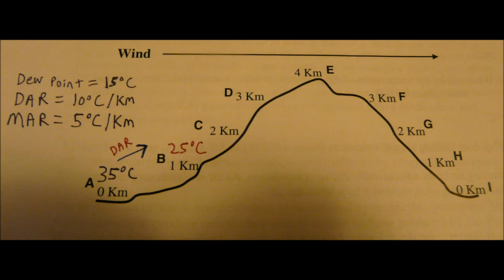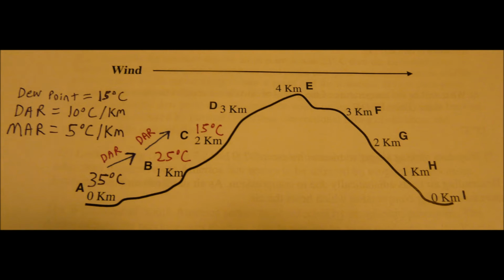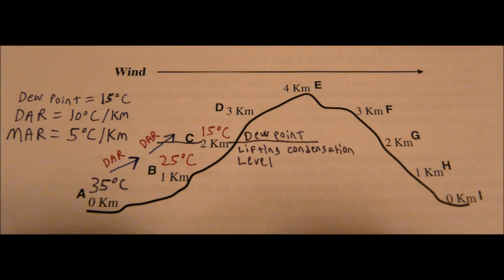Now, as air rises, it cools because of expansion, right? As pressure gets less, air expands, thus cooling. So it's going to first do that at the dry adiabatic rate because it has not yet reached the dew point. There is no excess moisture in this air. As it rises up our mountain, it will eventually reach that dew point, and under these circumstances, as you can see, it will reach the dew point at 2 kilometers. So that's our lifting condensation level, or the point at which air reaches the dew point temperature and moisture begins to form.